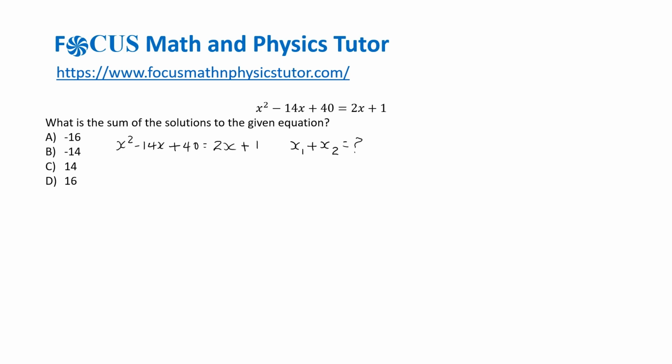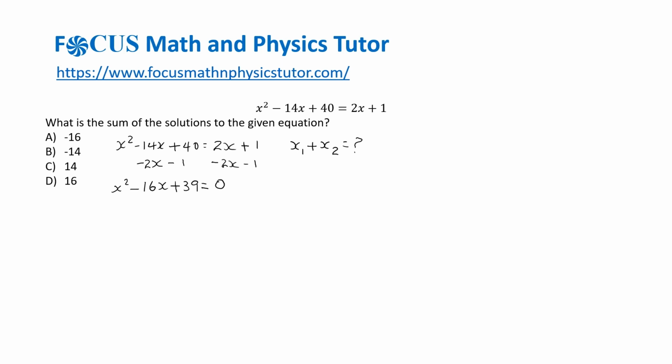So the first step will be to rewrite this equation in quadratic form. To do that, let's subtract 2x plus 1 from both sides. 2x minus 1, 2x and 1. All right, so in here we have x squared. Negative 14x minus 2x is minus 16x. 40 minus 1 is 39, so plus 39. 2x minus 2x is 0. 1 minus 1 is 0, so on the right side we have 0.